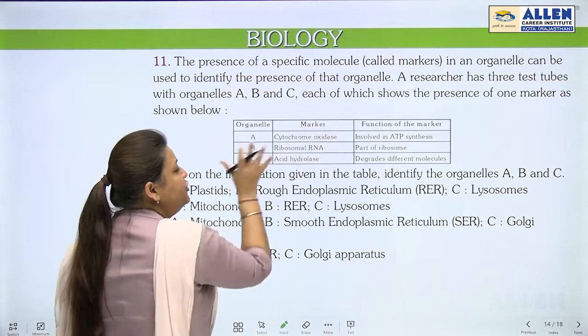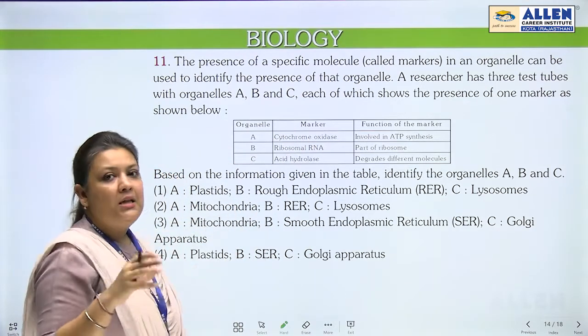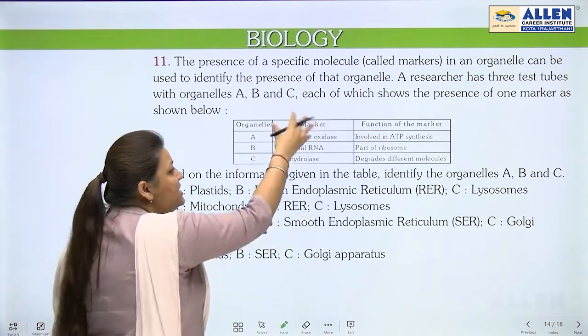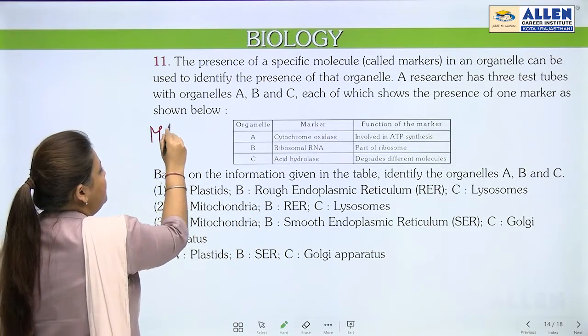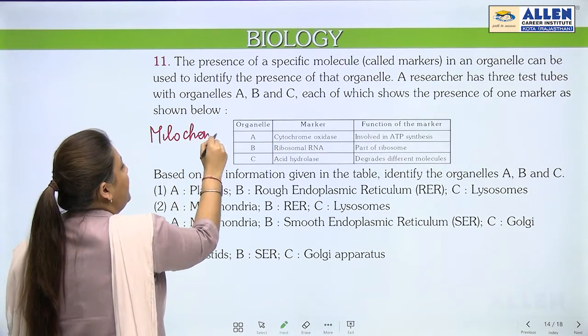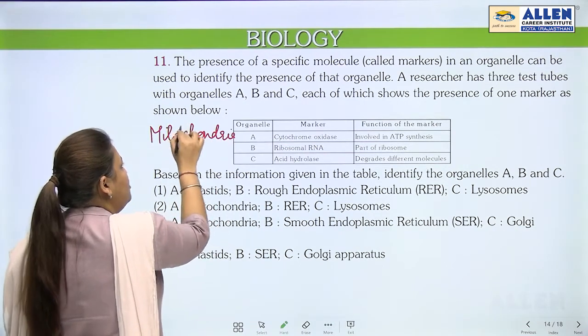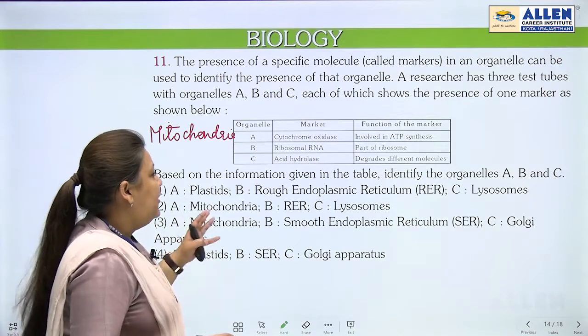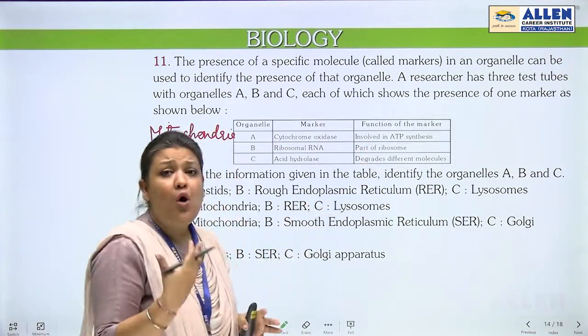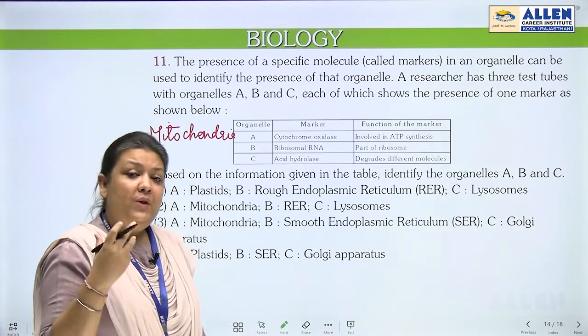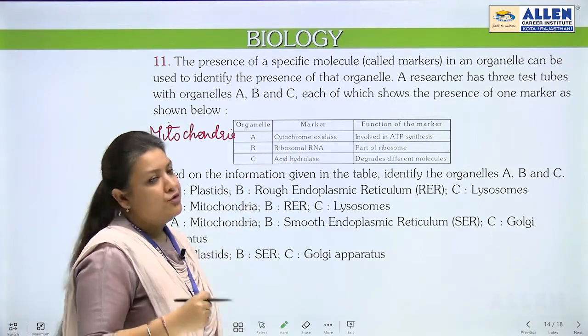Clear? So cytochrome oxidase is involved in ATP synthesis, and this enzyme is being found in what? That is which cell organelle? That is mitochondria. So mitochondria, as you know, is the powerhouse of the cell. Clear? Why? Because it is involved in the synthesis of ATP with the help of which enzyme? That is cytochrome oxidase.